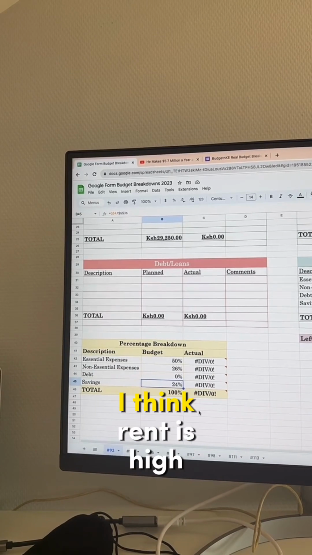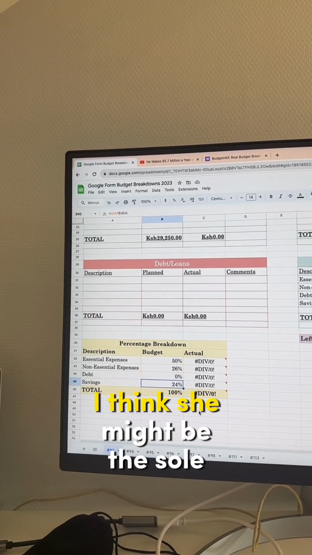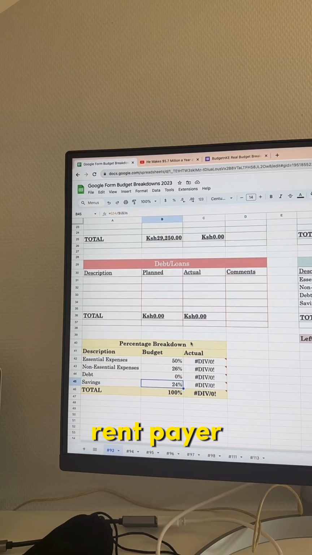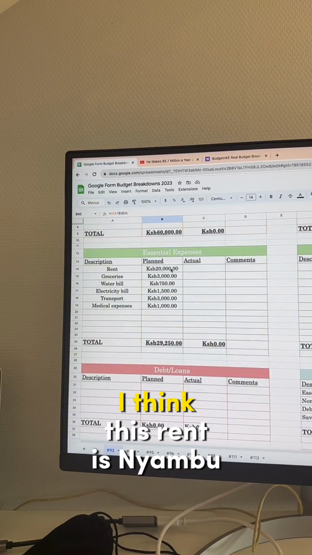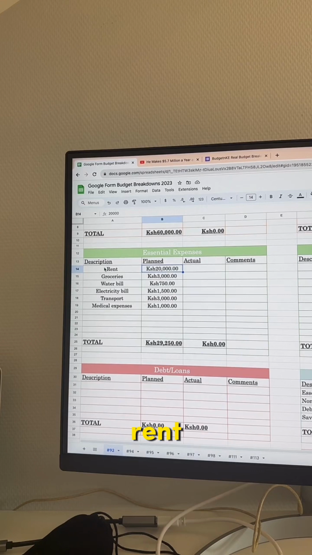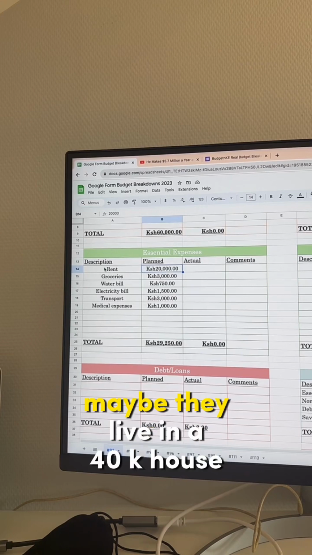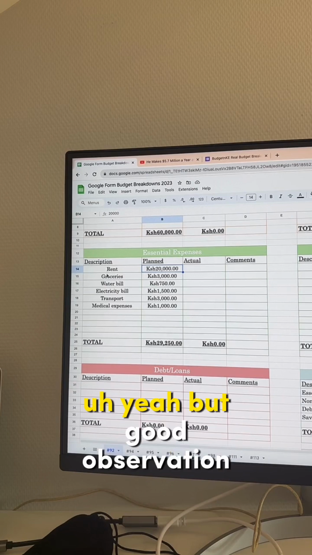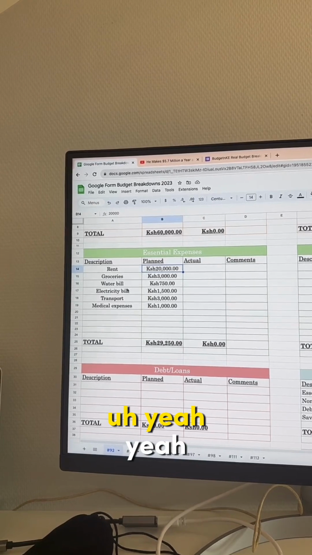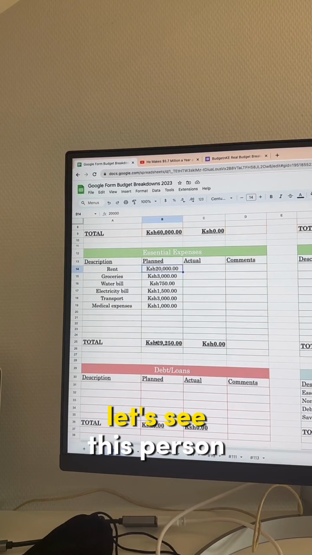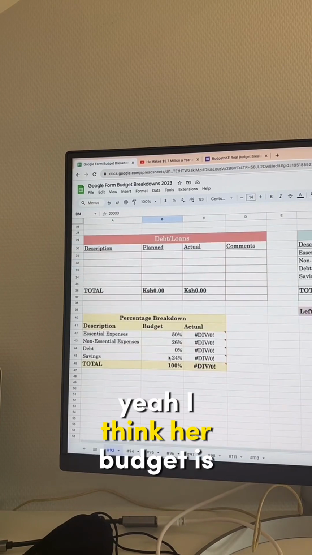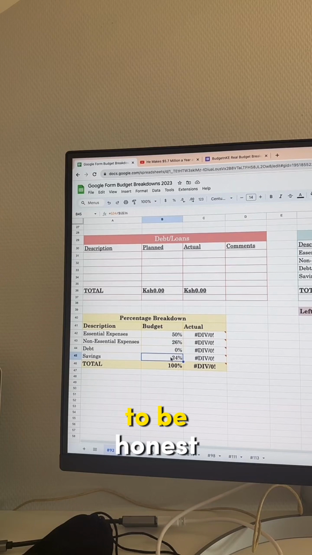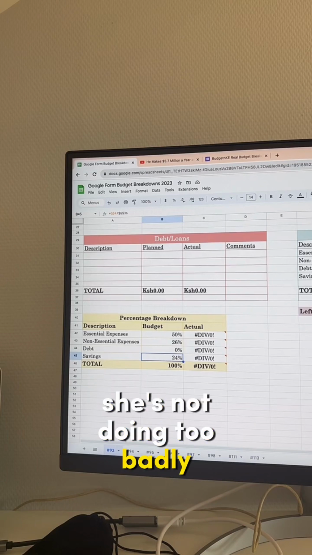Wiseman says, considering she's married, I think rent is high unless she's a sole rent payer. I think she might be the sole rent payer. Given that she lives in Kiambu, I think this rent is Kiambu rent. Or maybe they split it. Maybe they live in a 40k house. Who knows? But good observation. So let's see. This person, I think her budget is pretty decent, to be honest. She's not doing too badly.